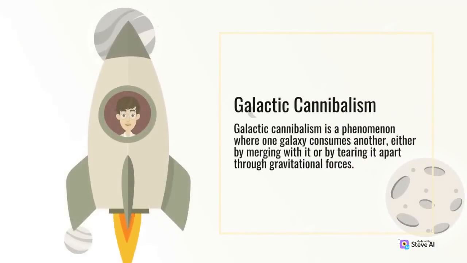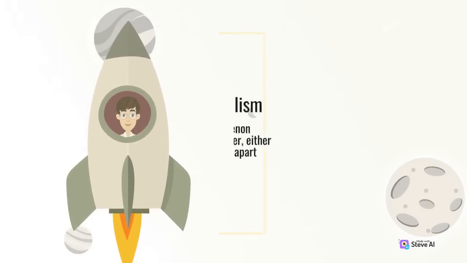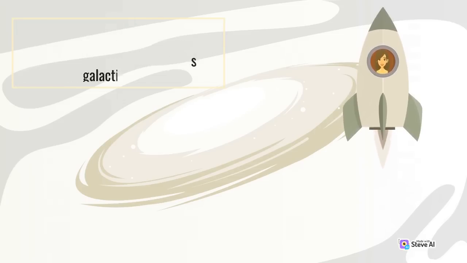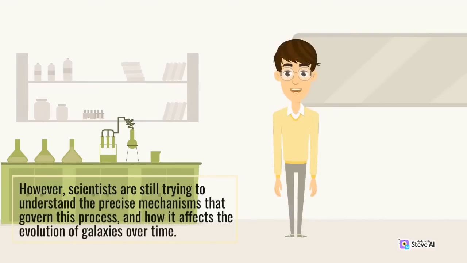Galactic cannibalism. Galactic cannibalism is a phenomenon where one galaxy consumes another, either by merging with it or by tearing it apart through gravitational forces. This process can take billions of years and can result in the formation of new stars and the restructuring of the galactic structure. However, scientists are still trying to understand the precise mechanisms that govern this process, and how it affects the evolution of galaxies over time.